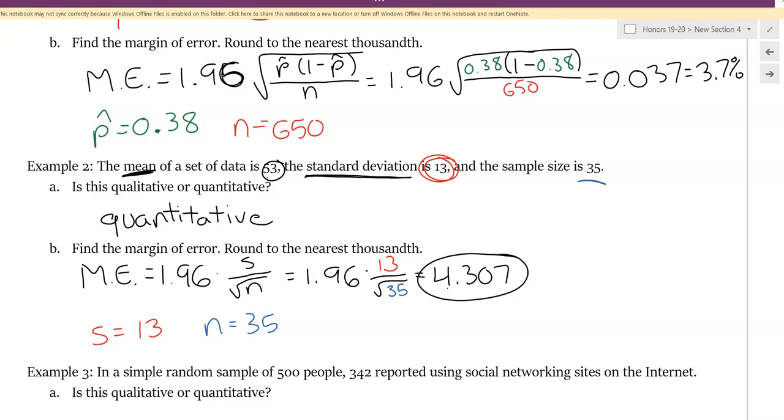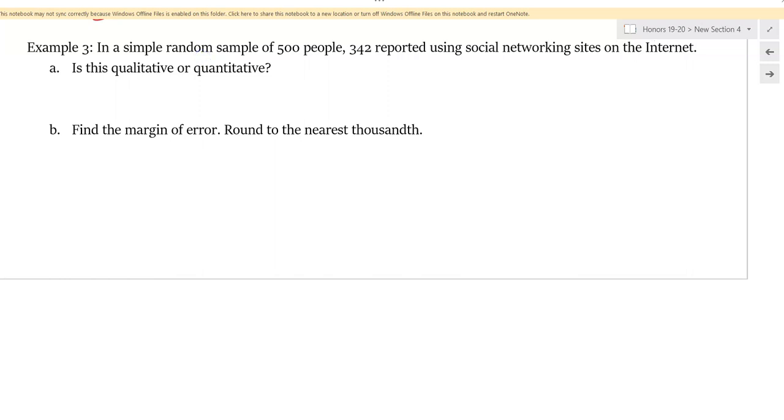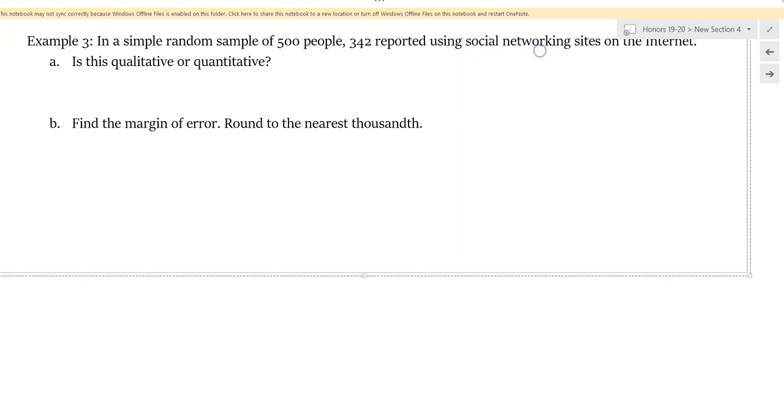All right, let's look at our next example, example 3. In a simple random sample of 500 people, 342 reported using social networking sites on the internet. Is this qualitative or quantitative? Okay. 342 is a number, but that's not their answer. That's how many there are, right? So if we're talking about how many people there are that are doing something, that's quantitative. Again, their answer is not 342. Their answer is, I use social networking. That's a qualitative response.